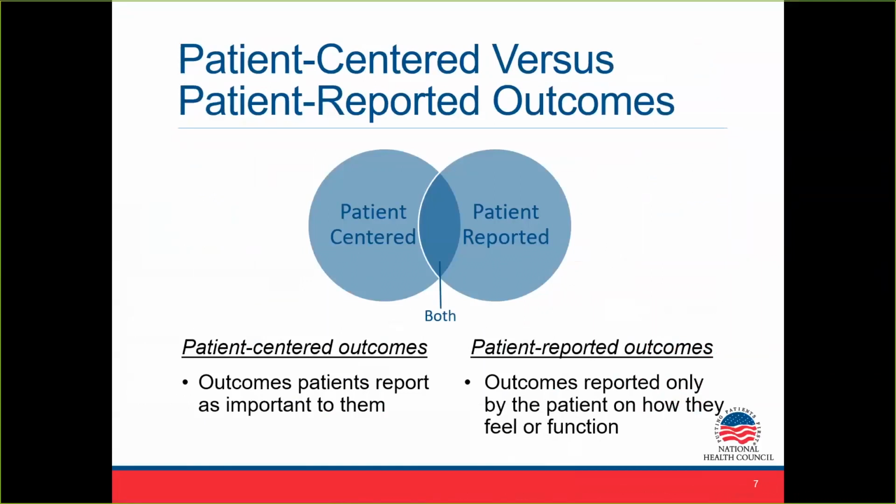And so you can imagine that there can often be overlap if a patient is reporting on a symptom that's important to them. But since patients also, of course, care about other outcomes that might not be most appropriately captured through a patient report, there are also patient-centered outcomes that are not patient-reported. They could be a clinical measure, or they could be a ClinRO or one of these other categories of outcome measures. Next slide, please.